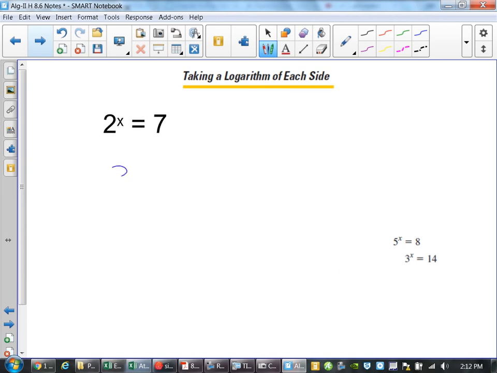Didn't write this as clean as I wanted to. What happens when you can't get a common base? You log it.